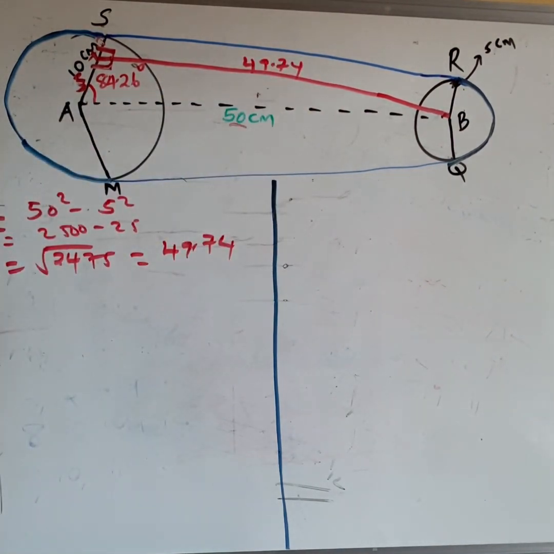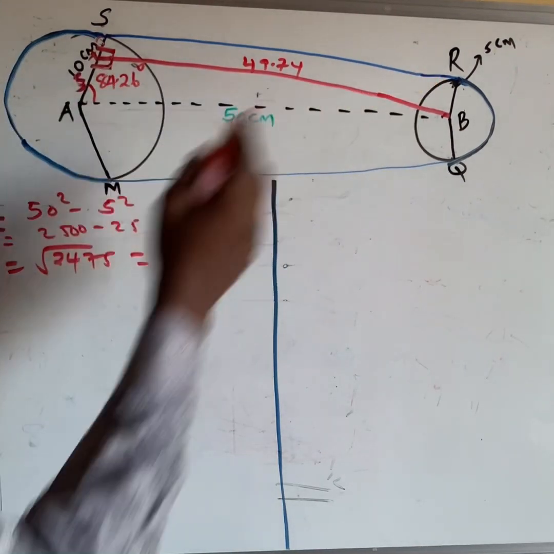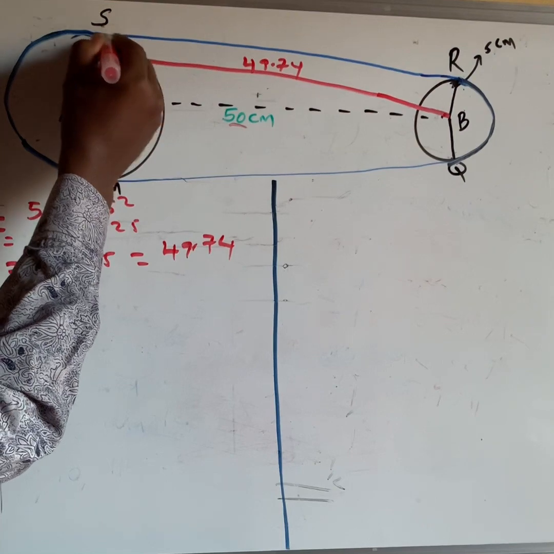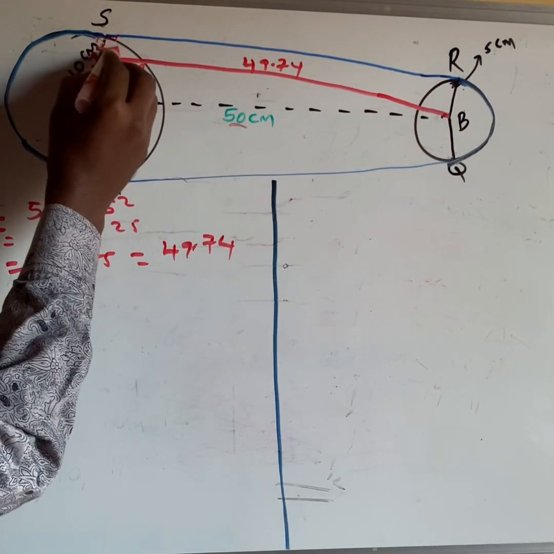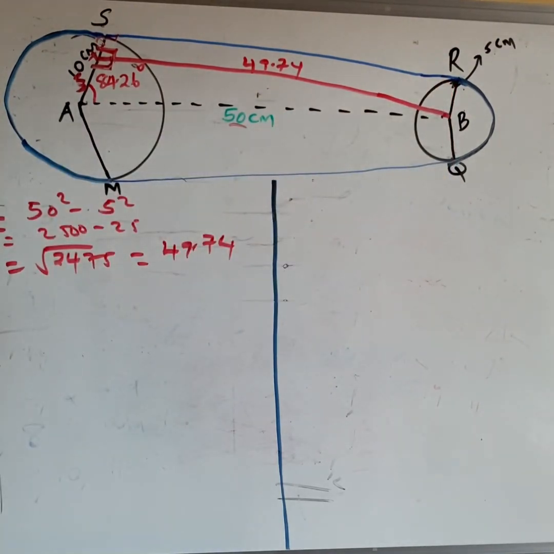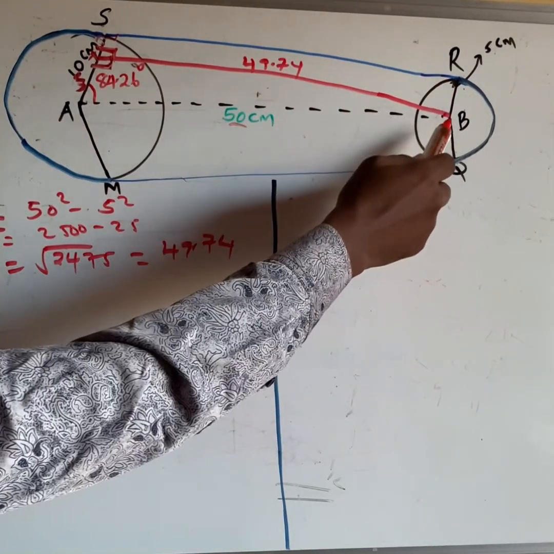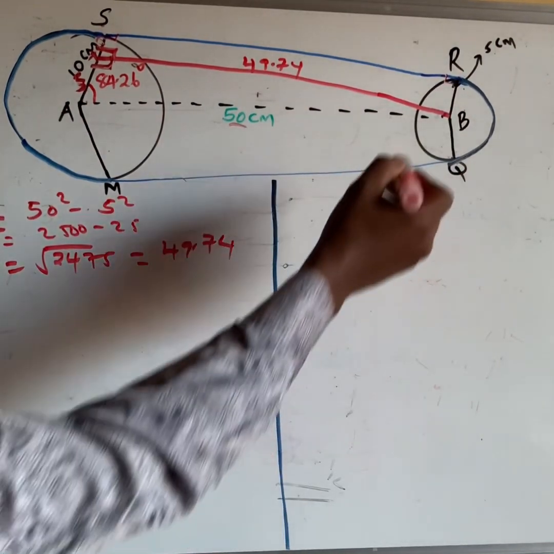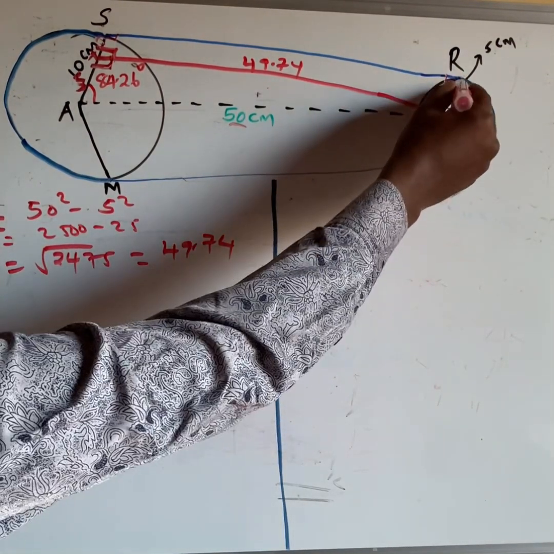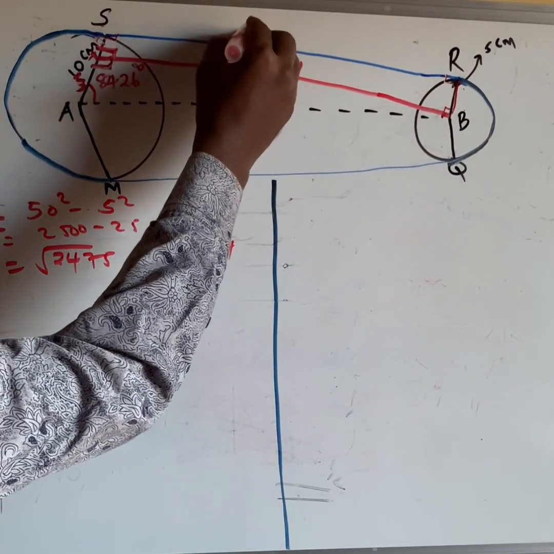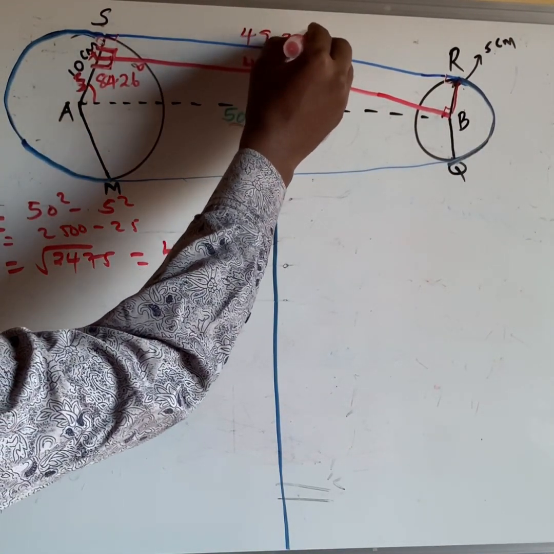I want you to notice that line SR is tangent to the circle centered at A. That means this is 90. Also, line SR is tangent to the circle centered at B, which means this is also 90 degrees. So we are going to form a rectangle here with a width and a length, which means this is also 49.74.